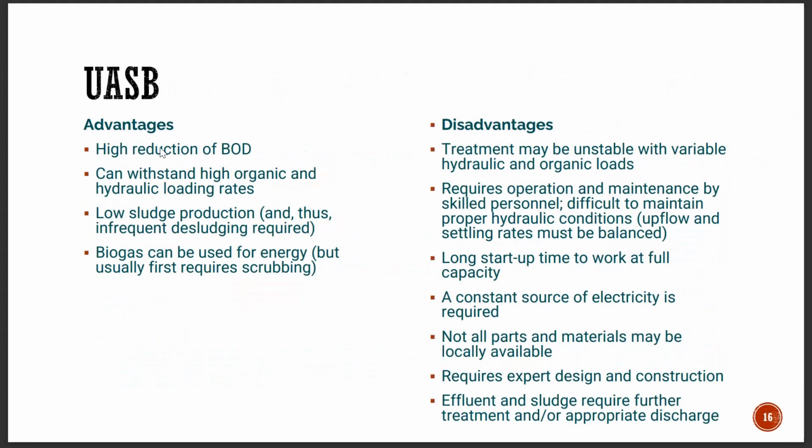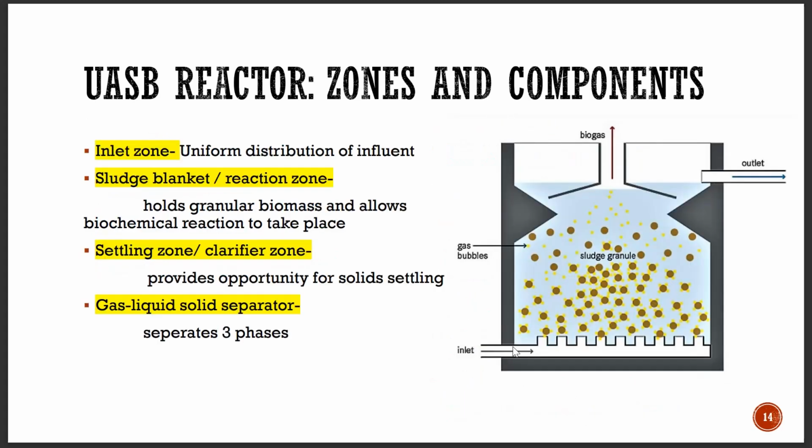The advantage of using a UASB is that we can have high reduction of BOD since most of the particles are getting decomposed. The BOD level will get reduced, and it can actually withstand high organic and hydraulic loading rates. And as explained earlier, the sludge production is very less, so we do not require frequent desludging. Desludging is required when this gets filled. But since the amount of sludge that is produced is very less, the desludging frequency is very less.